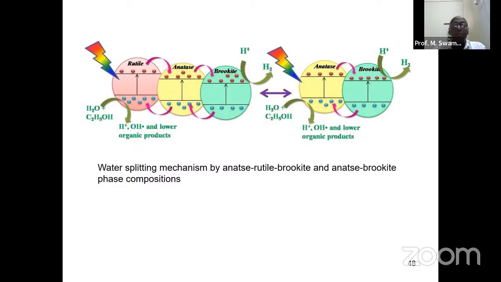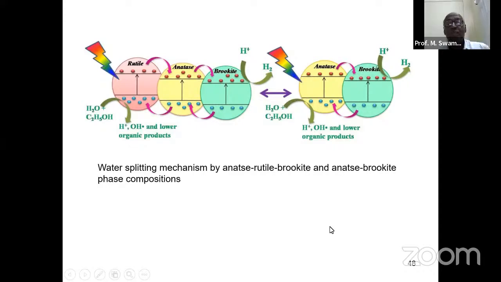So when you have a sacrificing agent like methanol, the holes can react with the methanol, producing an oxidized product, and the electron can combine with H plus ions to form hydrogen. So this is hydrogen production by a mixture of three phases. Sometimes we can also use a mixture of two phases.